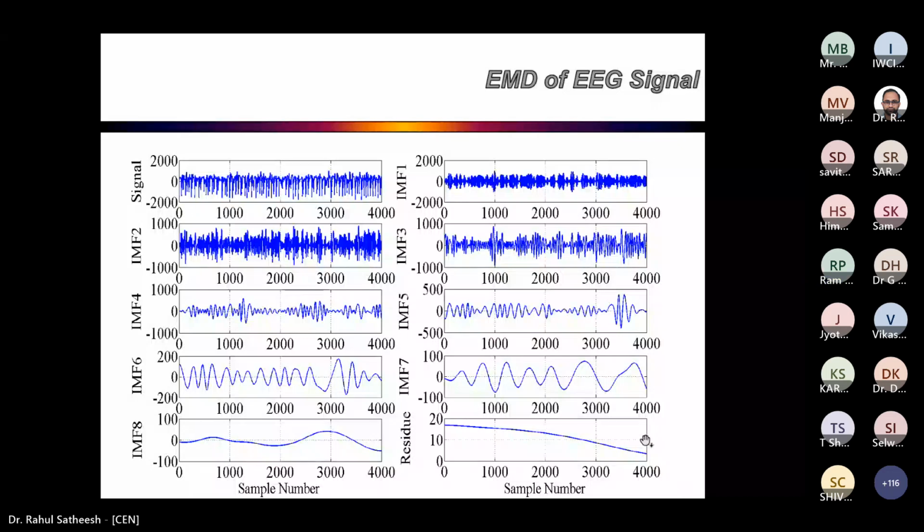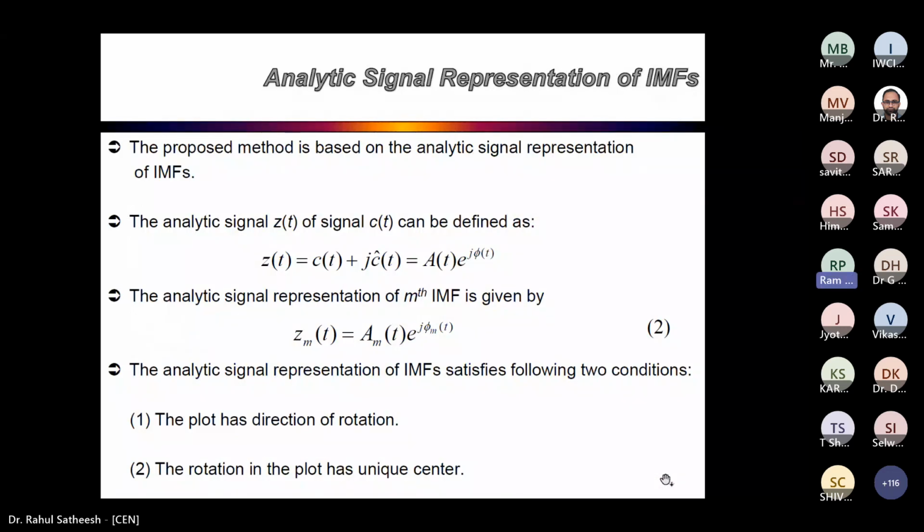Next slide, please. So here, these IMFs can be represented by AM/FM signals, and the method we have proposed is based on the analytic signal representation of the IMFs. Each IMF is converted into an analytic or complex IMF using the Hilbert transform, as you can see in equation 2. This analytic signal representation satisfies two very important, useful conditions: the plot has a directional rotation, and the rotation in the plot has a unique sense. This is very useful for our feature, which you can see in the next slide, please.